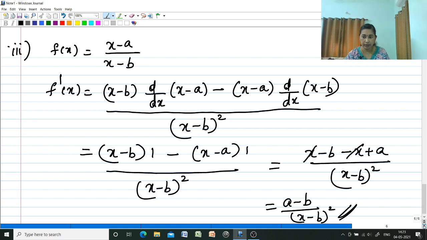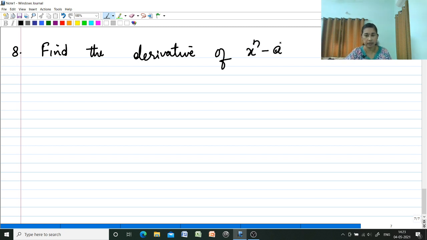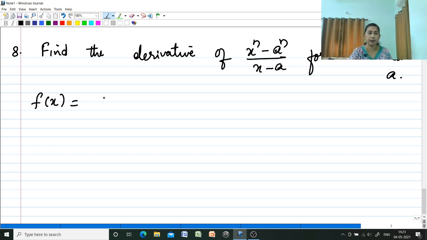Now question number 8. Find the derivative of x raised to n minus a raised to n by x minus a, for some constant a. So given that f of x equals x raised to n minus a raised to n by x minus a, we have to find the derivative, means we are supposed to find what is f dash x.